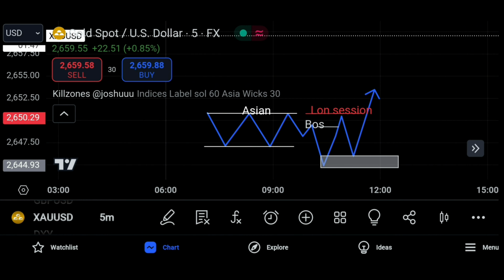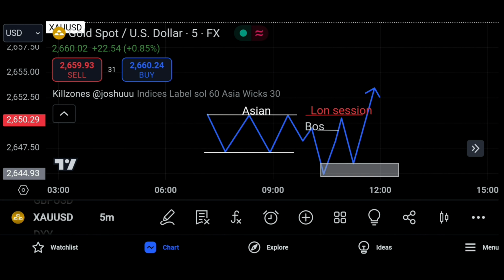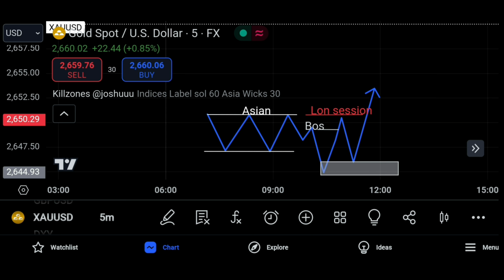Yeah, so hello guys, welcome to my chart. So here's the framework of the strategy. As I promised I was going to teach this strategy, so pay close attention.